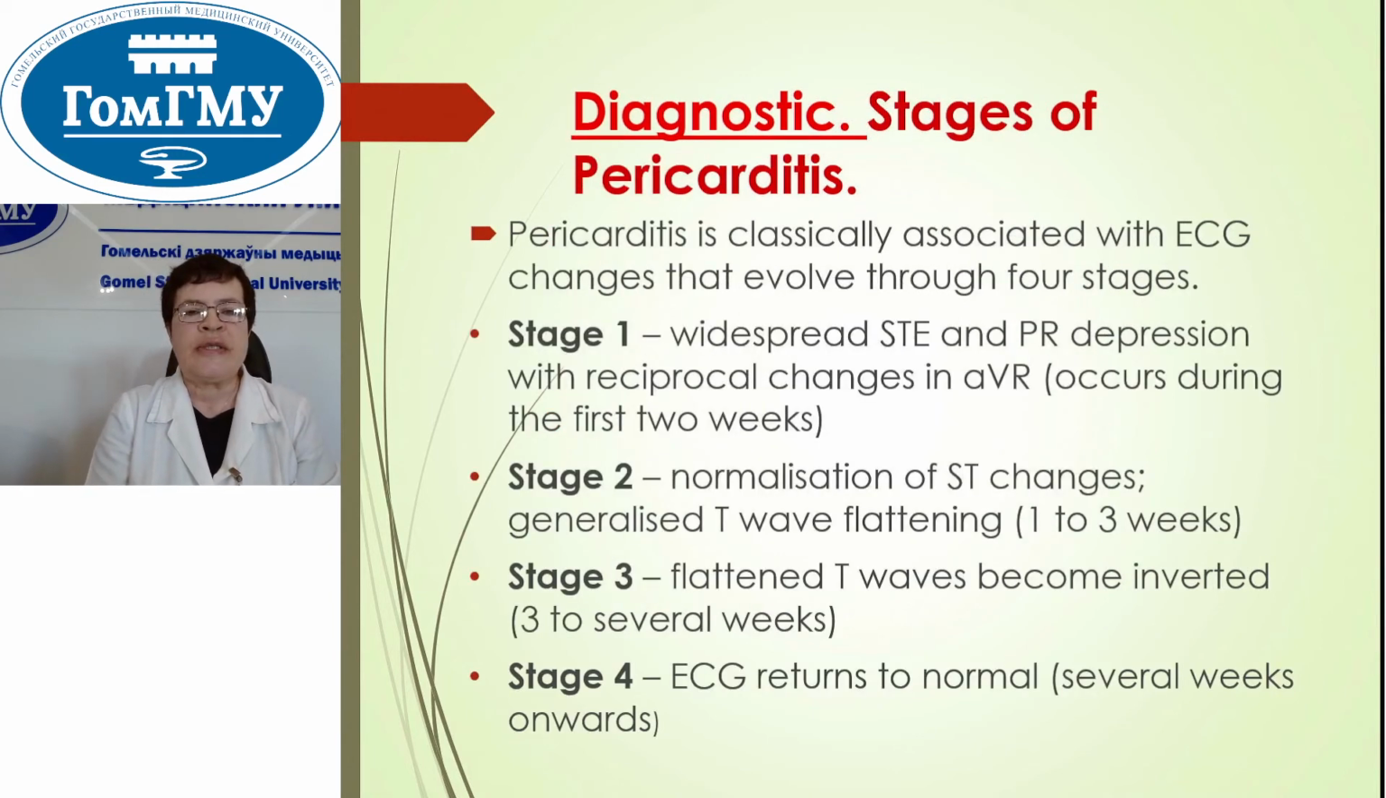Stages diagnostic, also ECG diagnostic and stages of pericarditis according to the ECG changes. Pericarditis is classically associated with ECG changes that evolve through 4 stages. Stage 1, widespread ST elevation and PR depression with reciprocal changes in AVR occurs during the first 2 weeks of pericarditis.